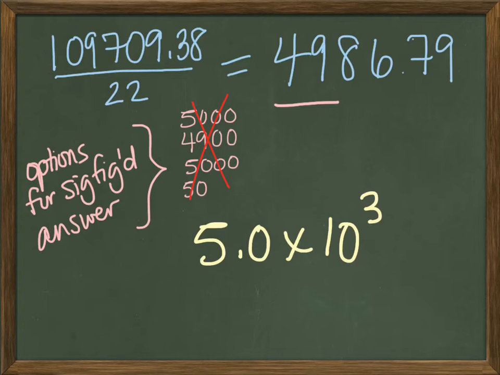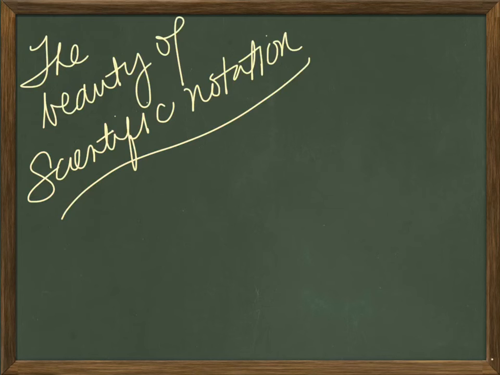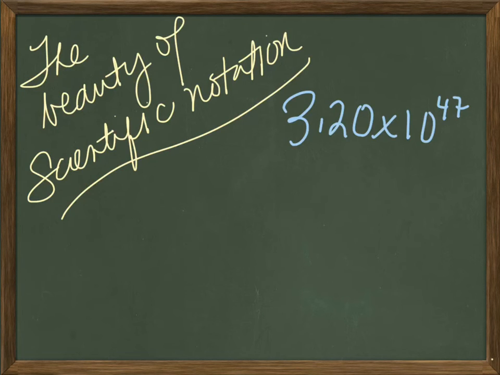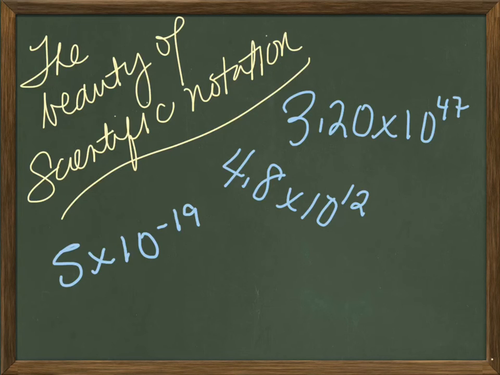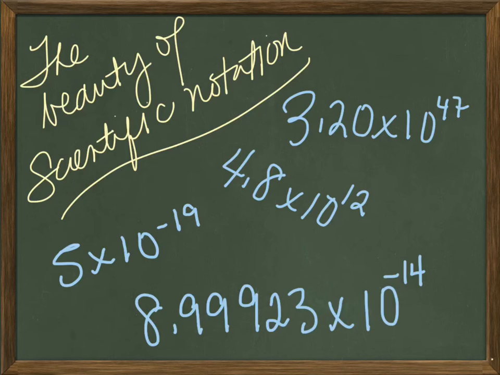Ta-da! 5.0 times 10 to the third. This fixes everything. Well, let's see. Does my answer have the value of 5,000, which is the appropriate value for the final answer when we consider rounding? Yes, it does. Does my answer have 2 sig figs? Yes, it does. The beauty of scientific notation, no matter how many sig figs you need, that's just how many you put down. Whatever number of sig figs are required is what you write.